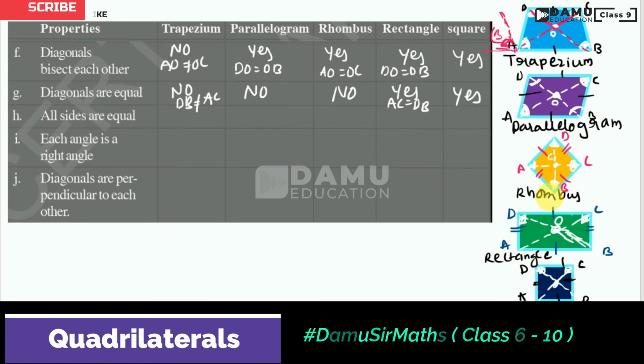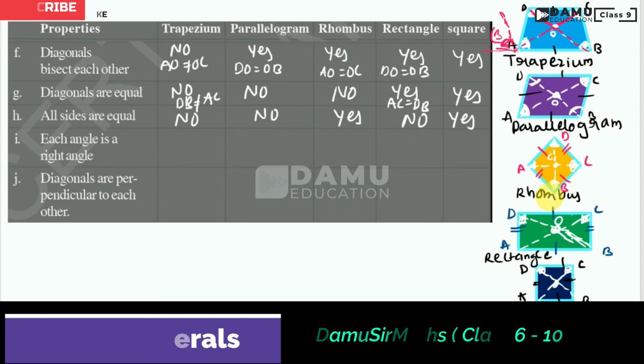Our next question is, all sides are equal. In trapezium there is no such side, as we know the properties. In parallelogram only opposite sides are equal. In rhombus all sides are equal, yes. Then in rectangle, no. In square also, yes. Based on that, we know that in rectangle only opposite sides are equal.